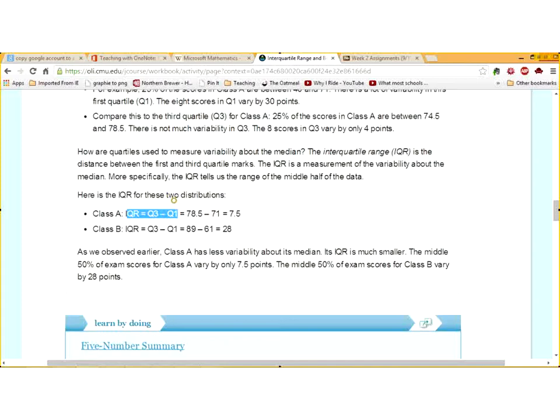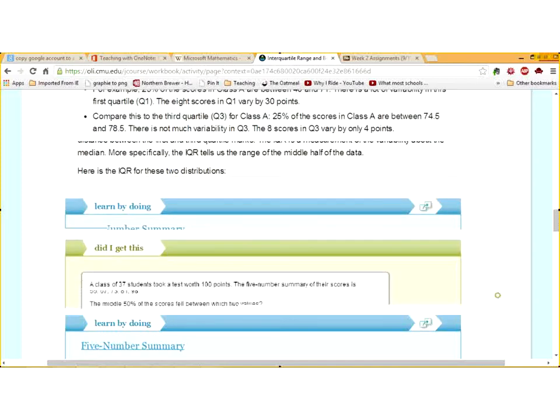What it tells us is the width of the middle 50% of the data, or how much the middle 50% of data varied. So for Class A, that came out to 7.5. For Class B, it came out to almost 4 times as great, or 28. The middle 50% of the class in A were in a very narrow range. The middle 50% of the class in B varied quite widely.